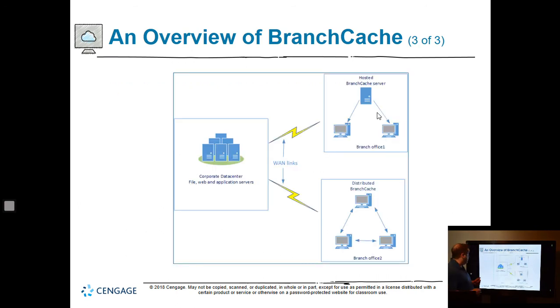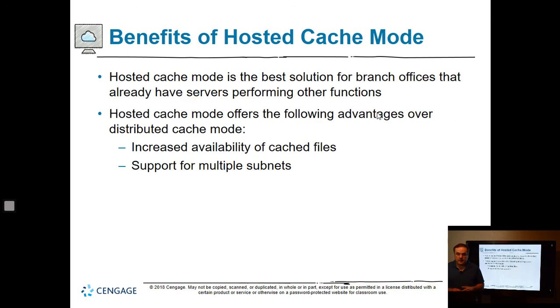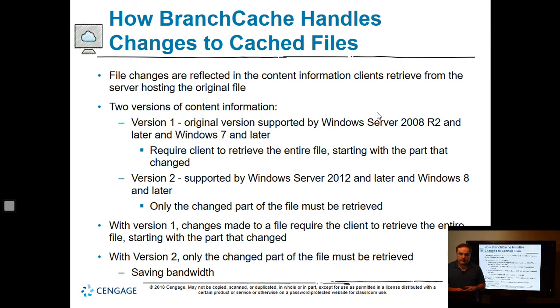So here's an overview. You've got the corporate main office, then you've got the hosted branch cache server and the distributed cache server. You can see there's no server on the distributed side. On the hosted side, you do see a server. Distributed cache mode is the best solution for small branch offices when having a dedicated server is not practical. Hosted is better for a maybe slightly larger office where you can afford to have a server, and so it does make things run a little bit more smoothly.